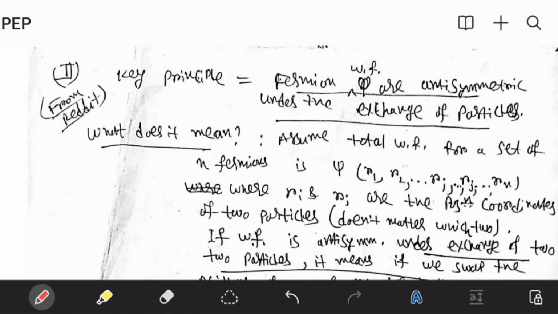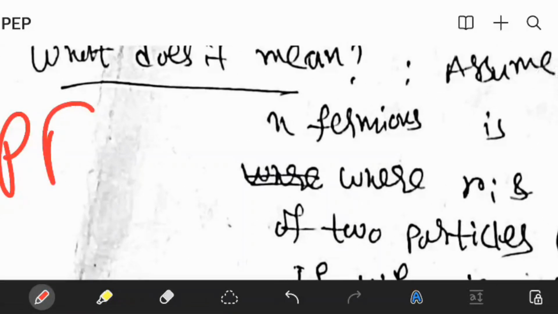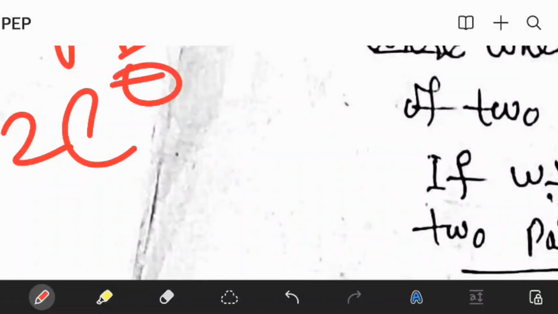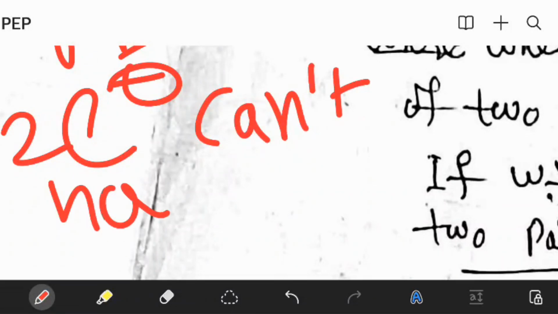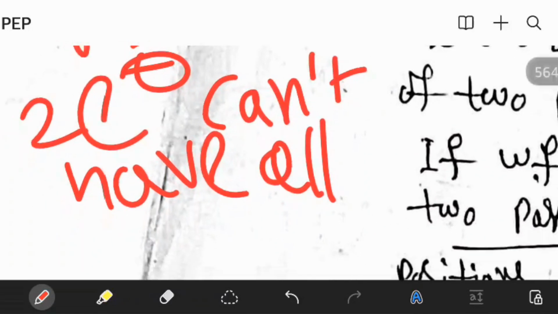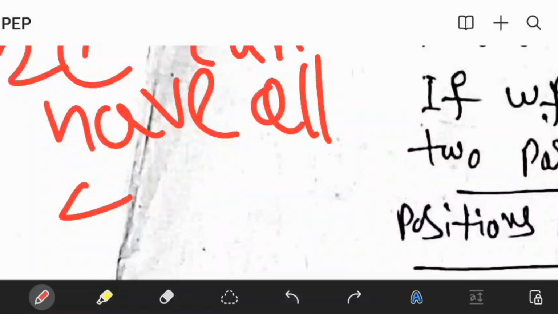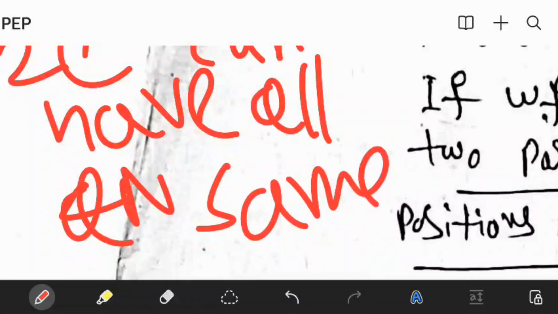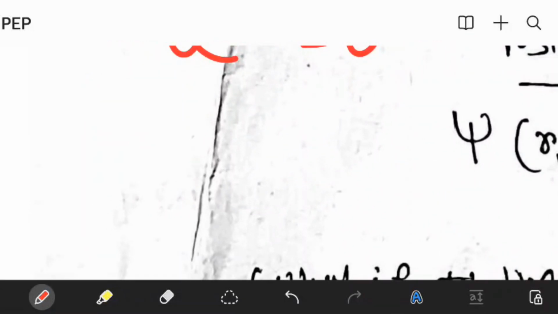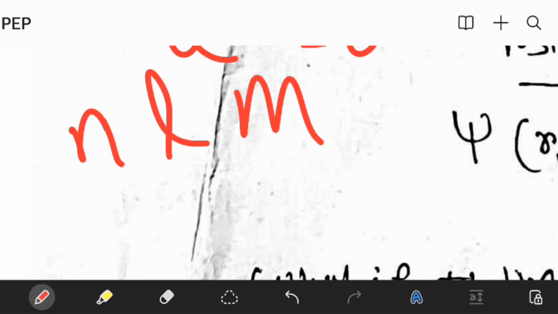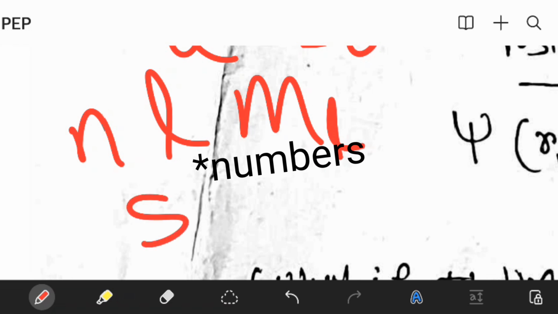So let us begin with the statement of Pauli's exclusion principle, i.e. PEP. It says two electrons in a system cannot have all four quantum numbers the same. Okay, so what does it mean? If two electrons have the same principal quantum number, azimuthal quantum number, and magnetic quantum number, they are bound to have different spin quantum numbers.